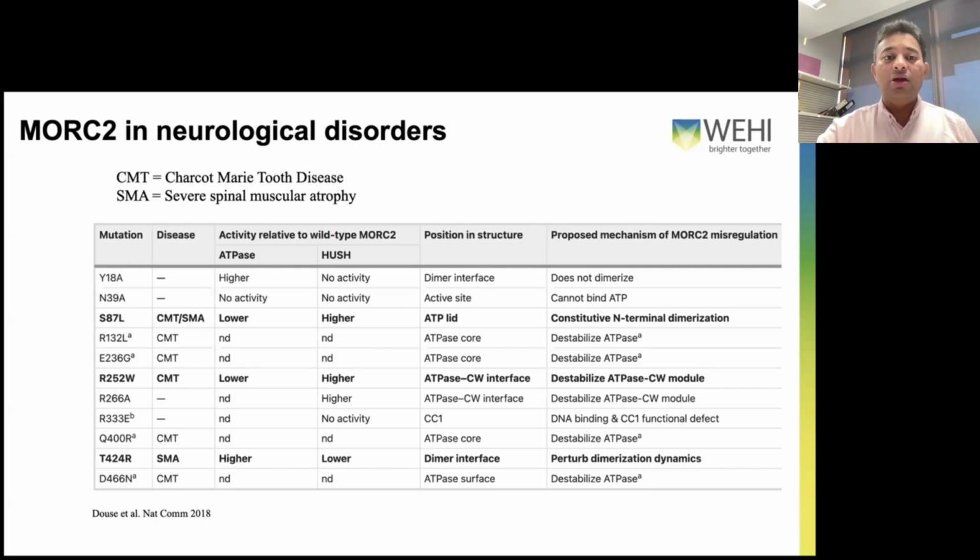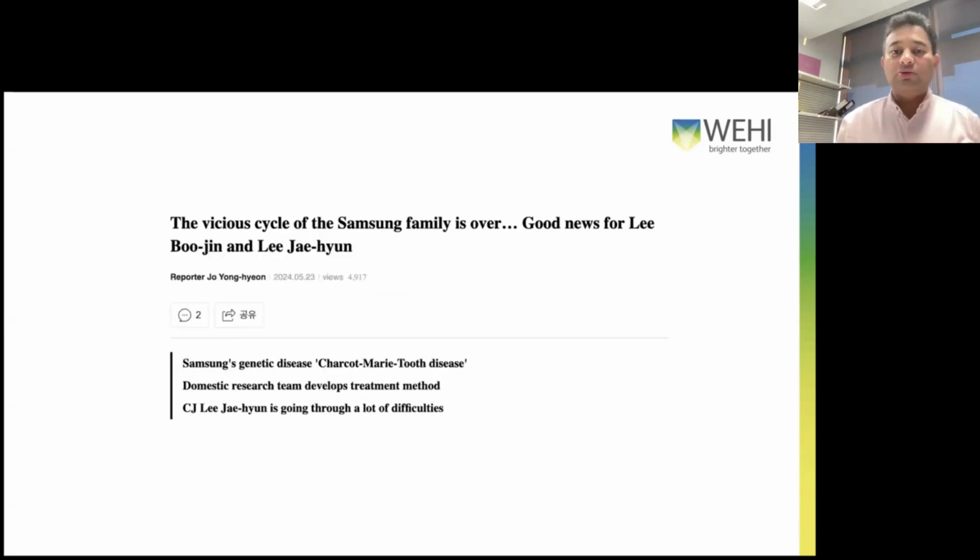And there are already several patient mutations identified within MORC2 that lead to this disease. One of the famous cases of Charcot-Marie-Tooth disease caused by MORC2 is within the Samsung family, which makes all our phones, fridges, and TVs. It was known recently that the family was suffering from it, and they have got some good news that there are some gene-based therapies which have helped this family to overcome it.